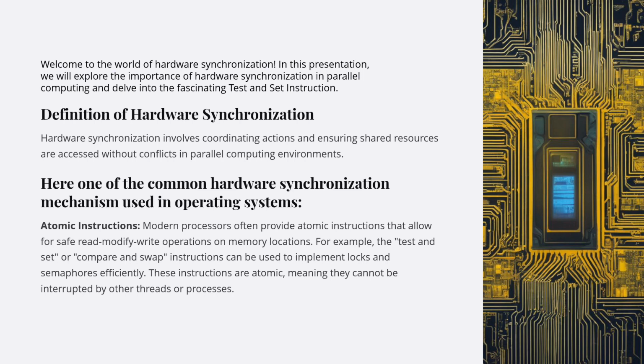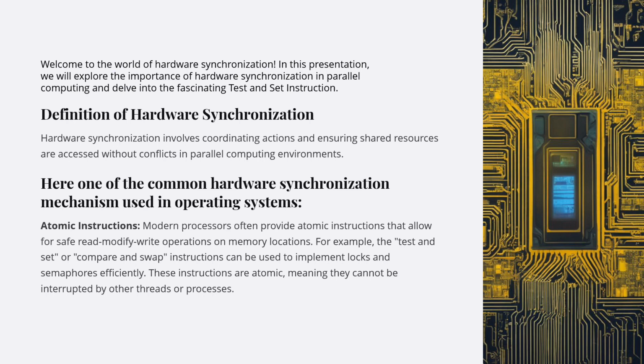Key components of hardware synchronization include atomic operations, memory barriers, and synchronization primitives like locks, mutexes, and semaphores. These mechanisms rely on low level hardware instructions to provide guarantees of atomicity and enforce the proper ordering of memory operations, ensuring that critical sections of code are executed without interference from other concurrently running processes.